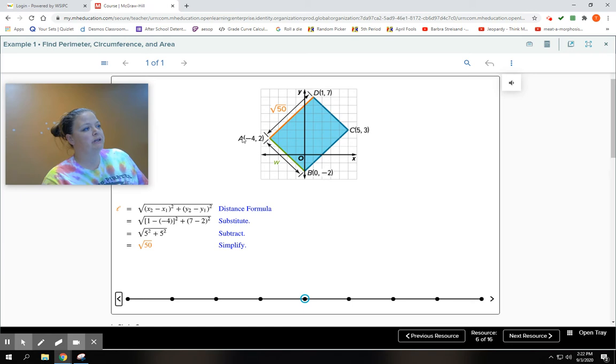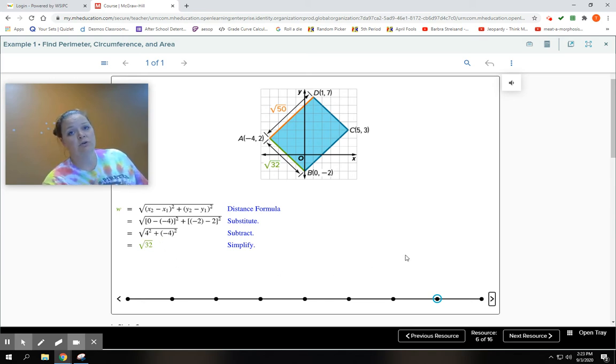Okay, so we're going to look at the width now. We're going to go from A to B. So we substitute in 0, -4, B to A, -2 to 2, B to A. We do our subtraction, and we simplify, and we get the square root of 32. Now again, square root of 32 is not going to be a whole number. It's going to be a decimal. So we're going to leave it as square root of 32 for now to make it easier to work with. And if you need to pause to copy that down, do it really quick.